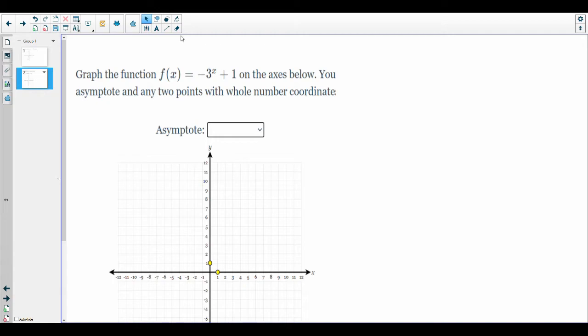When it comes to asymptotes, if we were to graph just, I don't know, y equals 2 to the x, what we would have is a function with the horizontal asymptote on the x-axis, right? And we move up on the right side.